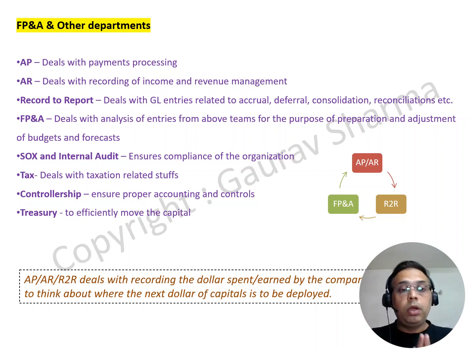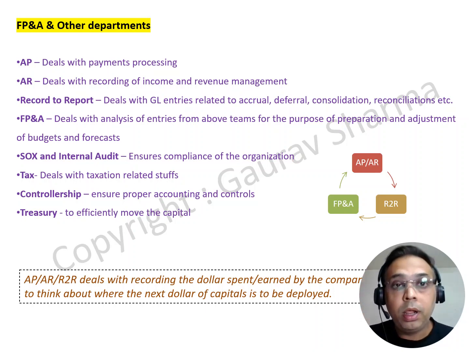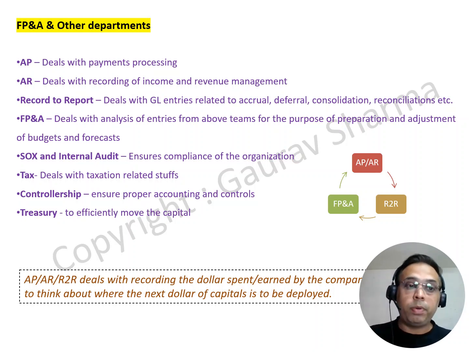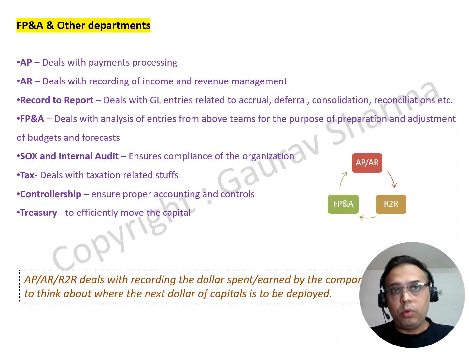The record to report team deals with GL entries. So they normally record entries directly into the general ledger. And what kind of entries do they record? All those entries which are missed by the accounts payable or accounts receivable team. So what are some of those entries? Accrual entries. Accounts payable may not record accrual entries because they deal only with the invoices they have received. If they have not received any invoice for a particular month, they will not record it. Then it becomes the responsibility of the record to report team to see that these entries are missing. That means they need an accrual. That's how record to report posts an accrual.